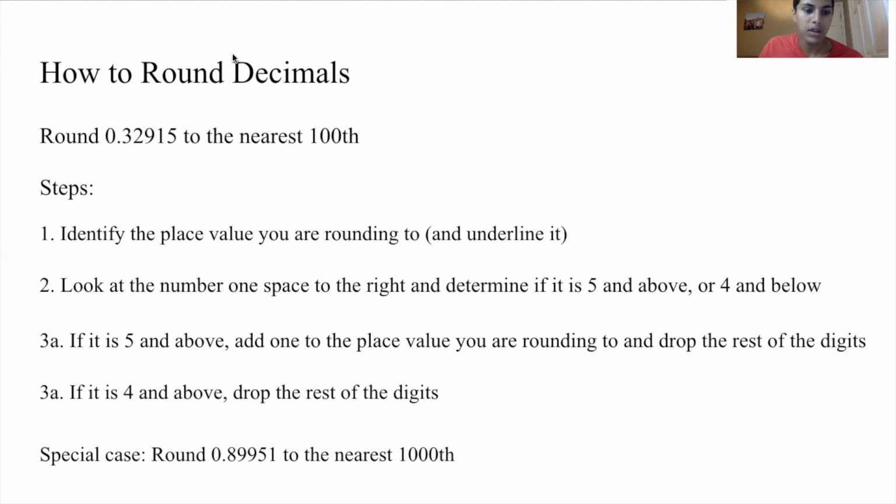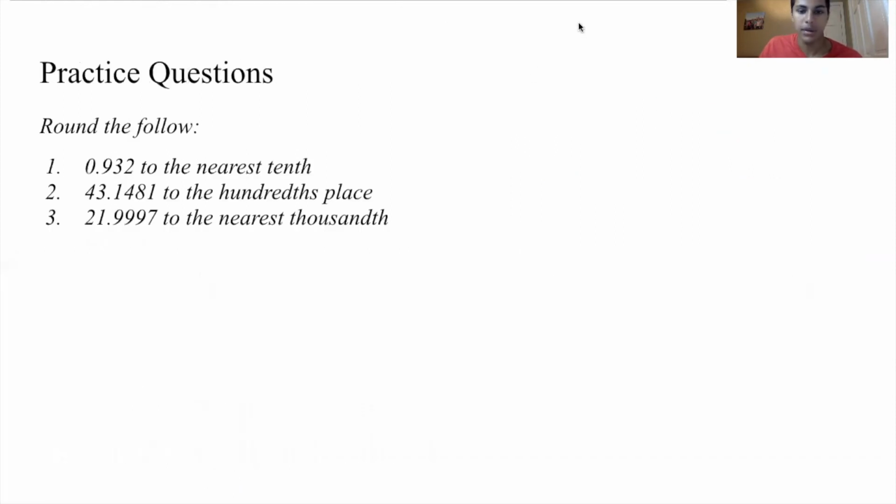All right, so now let's look at some review questions. So I have 3 review questions here. Round the following, and I have to the 10th, the hundredths, and the thousandths place. All right, so we'll give you a few seconds to pause the video, and then I'll explain the answer. So the correct answer to the question was 0.9, 43.15, and 22 for questions 1 through 3 respectively.